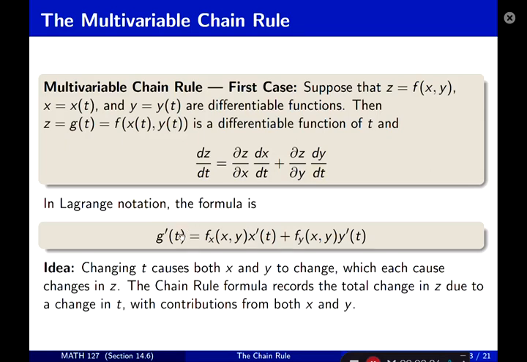In the Lagrange notation, the formula is g prime of t equals f sub x of x and y times x prime of t, plus f sub y of x and y times y prime of t. So that's the other notation for partials and derivatives. Idea: changing t causes both x and y to change, which each cause a change in z. The chain rule formula records the total change in z due to a change in t, with contribution from both x and y.